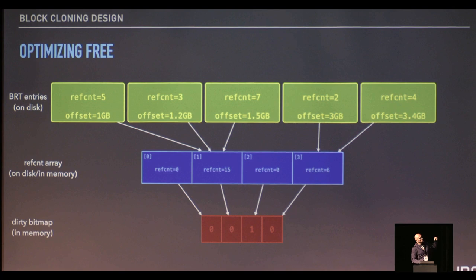As you can see, for regions 0 and 2, there are no block clones in those regions. So if we are freeing a block within those regions, we can immediately tell there is no need to go to the disk and look for entries. But for regions 1 and 3, if we are freeing some block, we have to check if the block is in the table or not. And this dirty bitmap is only stored in memory, and it can tell us which parts of this array are dirty or not. So we'll be writing to disk only a small part of the region ref count array. But currently, this is not yet implemented. There is some code, but with 1 gigabyte regions, it's probably not yet required. But it definitely can be done.